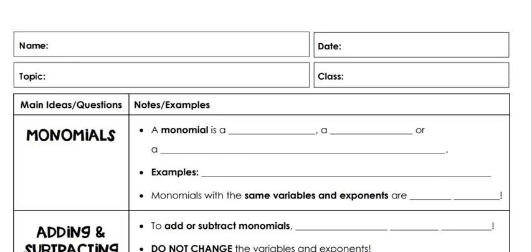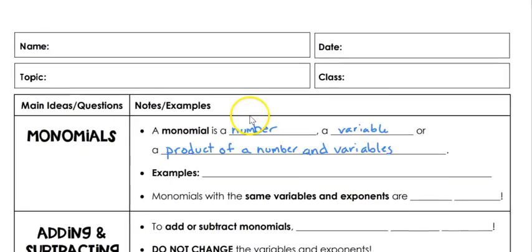All right, 7.1, we're looking at operations with monomials. So we're going to learn how to add, subtract, multiply, and divide. Before we learn how to do all that, we might need to know what a monomial is. A monomial can be a number, a variable, or a product of a number and variables. Mono means one, so we say this is one term.